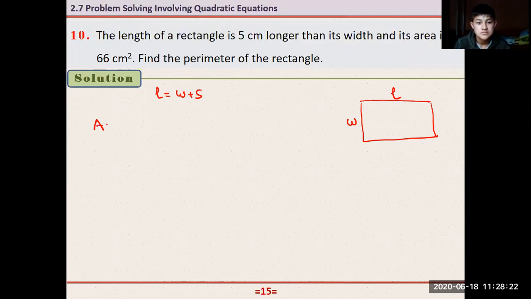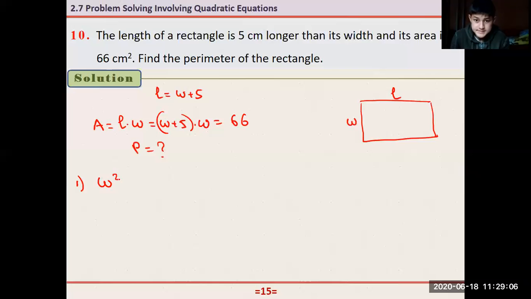So its area, we know, is length times width. And what is the length? It is W plus 5. And here we have W, that's equal to 66. Find the perimeter of the rectangle. So the question is, we need to find the perimeter. To answer this question, we need to know the values of L and W. By solving this equation I can find the value of W, and substituting here we will get the value of L. All right, so remove the brackets.